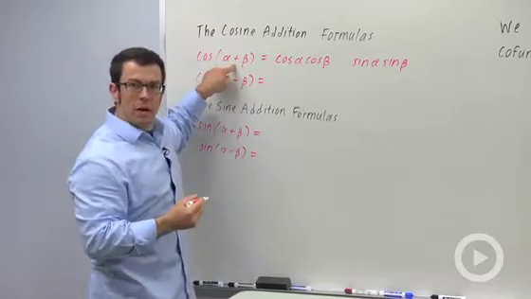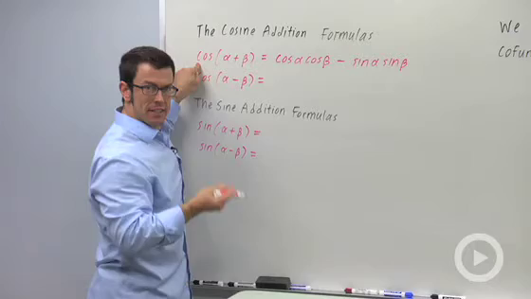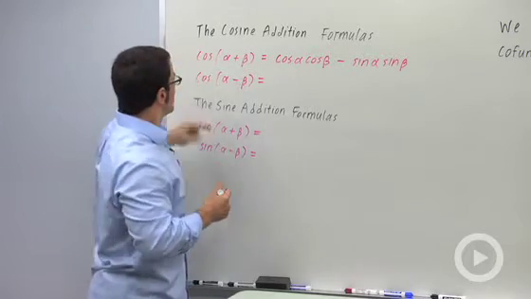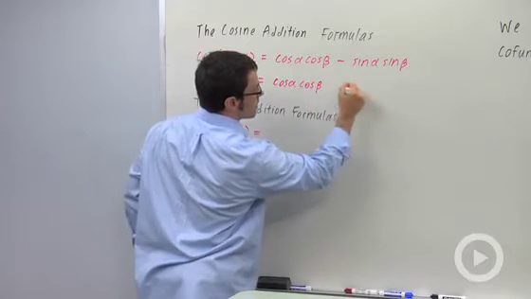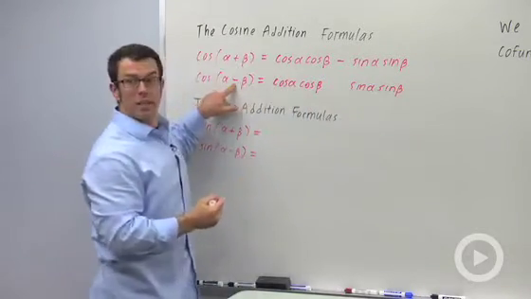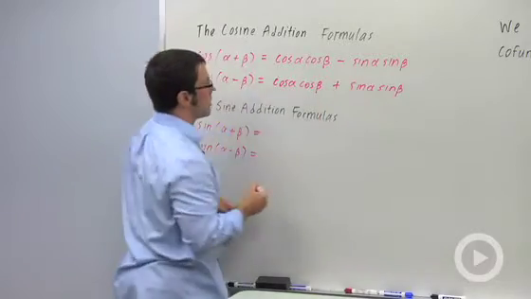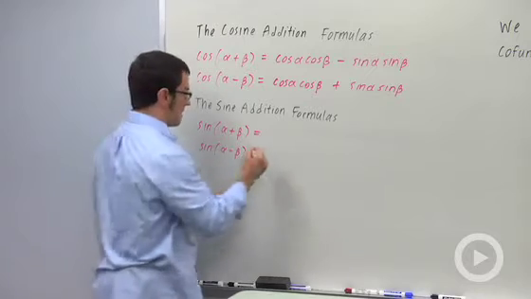With the cosine of a sum, you change the sign. With cosine, you always change sign. Think C stands for change. Again, cosine, cosine, sine, sine. The minus becomes plus. Now for the sine addition formulas, it's sine, cosine, cosine, sine.